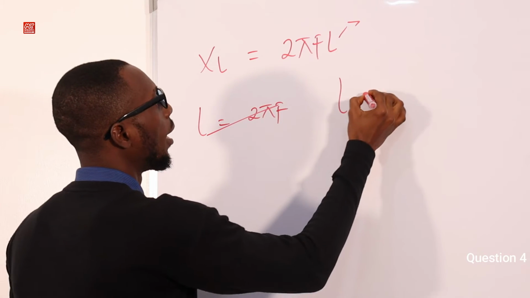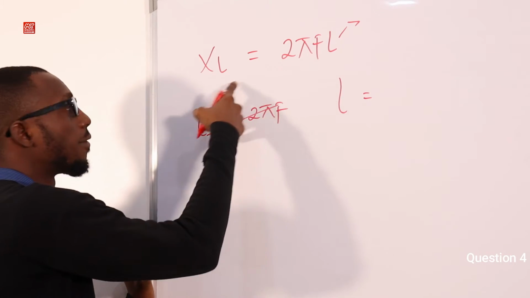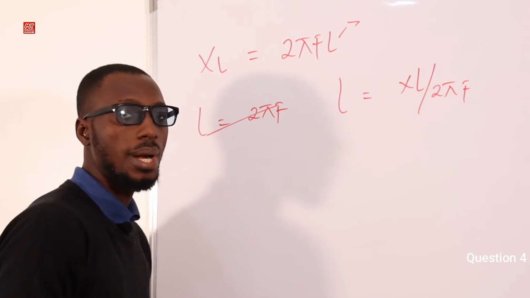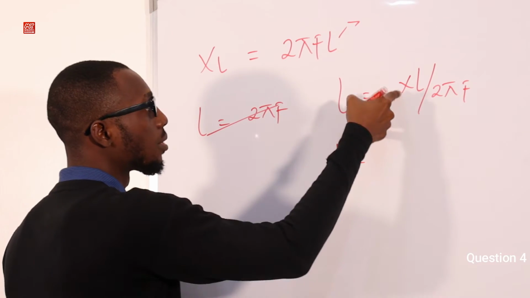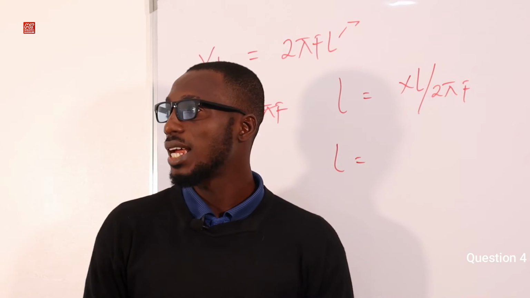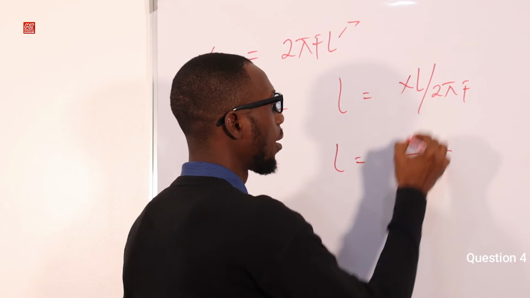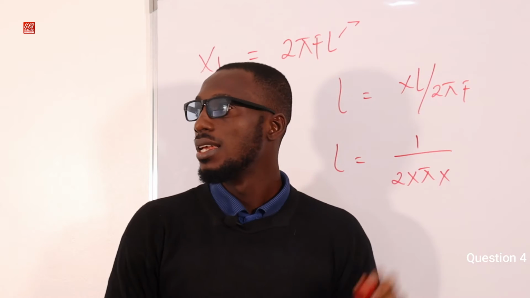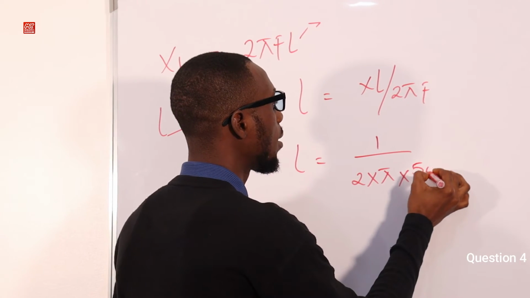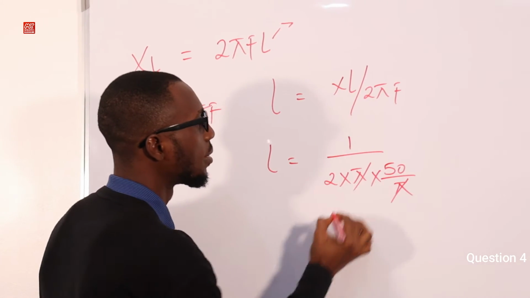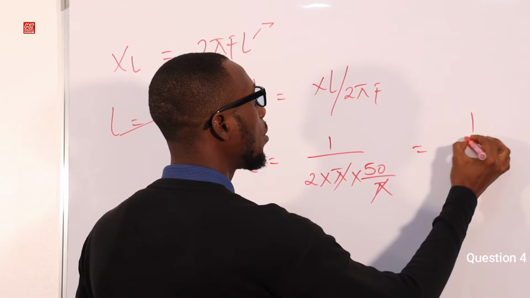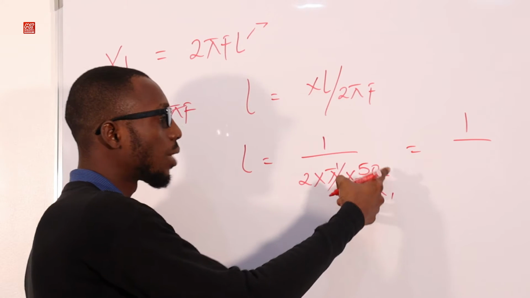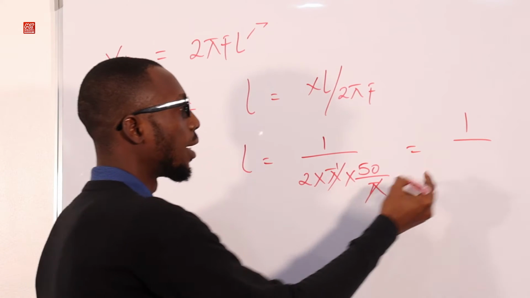So let's have this again. L equals, and then when we divide both sides by 2 pi F, we get XL over 2 pi F. XL is given in ohms, that is 1 ohm, so that is 1 over 2 times pi, times the frequency given as 50 over pi. The pi cancels pi, so what we have is 1 over 2 times 1, that is 2, times 50, that is 100. 100 divided by 1 is still 100.